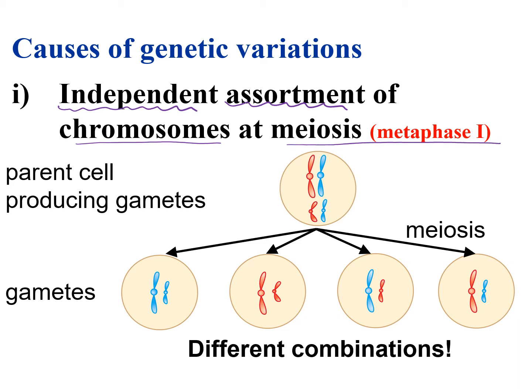Let's take a look at the picture below. When the homologous chromosomes are lined up at the center or the equator of the cell, they can have different arrangements. They can have all the maternal red chromosomes lying on one side, and the paternal chromosomes, the blue chromosomes, lying on the other side, like this. And when they separate, you will give these two types of gametes.